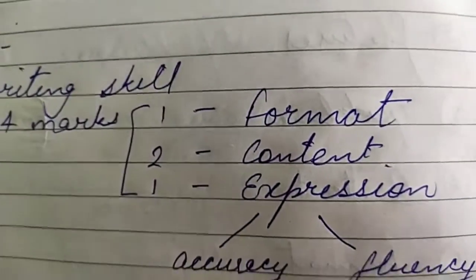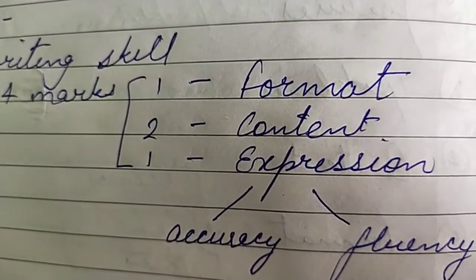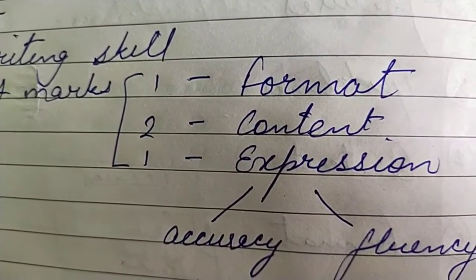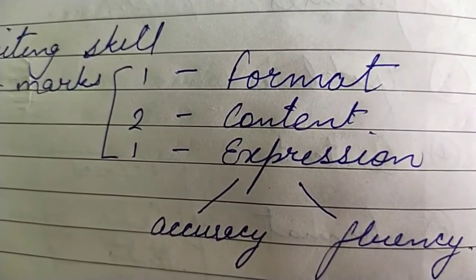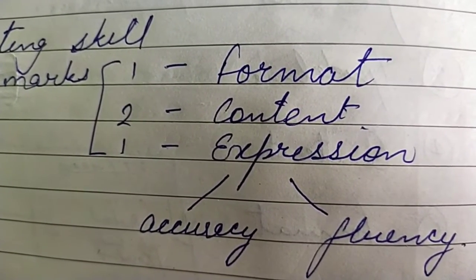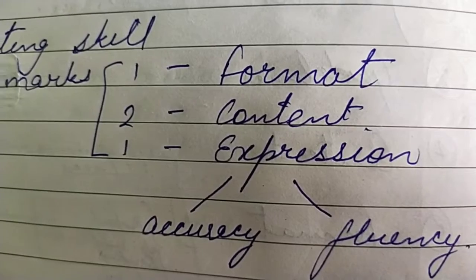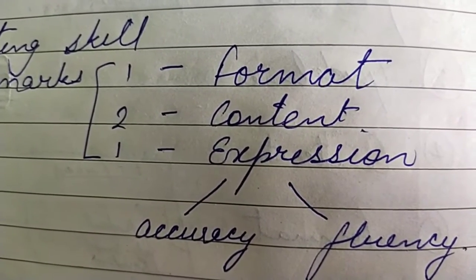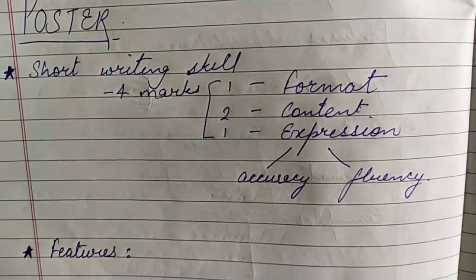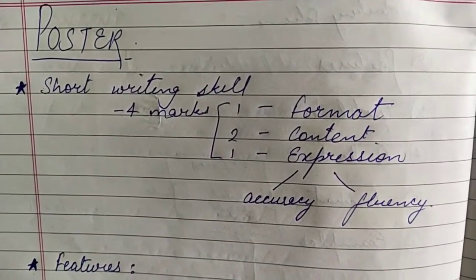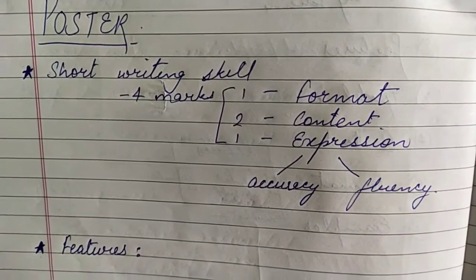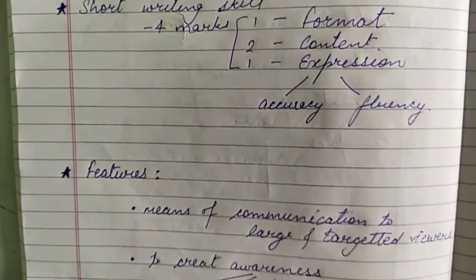It carries 4 marks. The 4 marks are divided further into 1 for format, 2 marks for content, and 1 for expression. Expression is further divided into accuracy and fluency. What accuracy and fluency mean, we have discussed in the lesson of notice also. Now let's continue with the features of poster that we must be sure of while attempting.